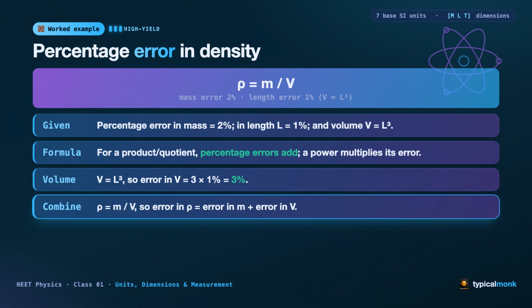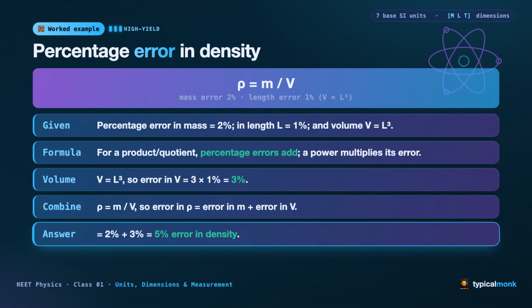Step 4. Combine. Density is mass divided by volume, so the percentage error in density is the error in mass plus the error in volume. Step 5. The answer, 2% plus 3%, gives 5% error in the density. That is the full path: given, rule, power, combine, answer. The same 5 steps solve every error combination problem NEET can ask.